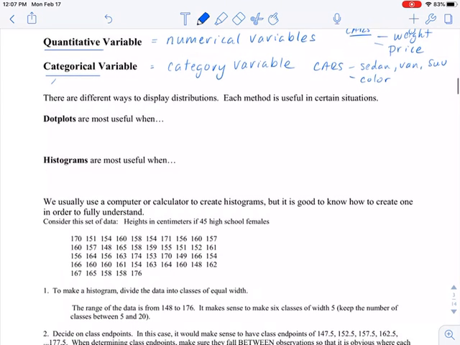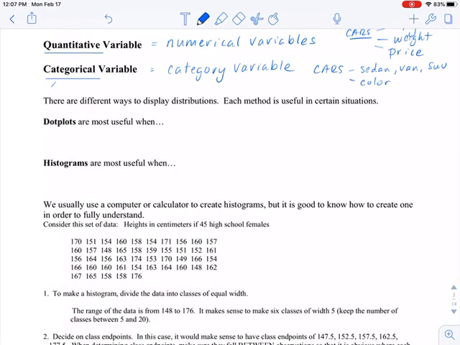We've already looked at one way to display distributions, and that's a dot plot. And you may have noticed that dot plots are really useful when we have less than, say, 30 numbers. Once we get a lot of numbers, making a dot plot by hand is tedious, right? We have to make a number line, and then we have to find the data and actually plot it by hand, and it takes some time.